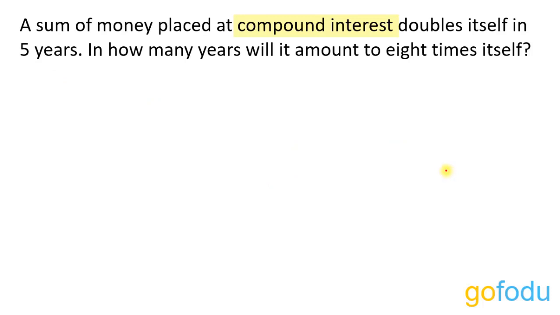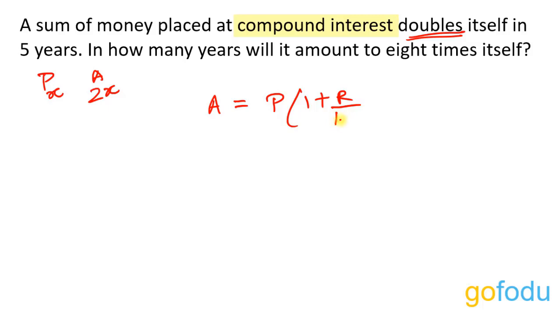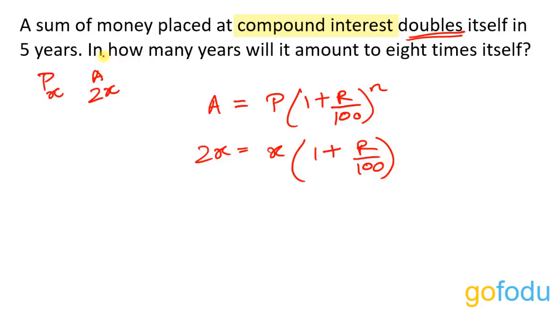Pause and go through this question. Sum of money placed at compound interest doubles itself. Money doubles. That means if principal is x, amount that you will get back will be 2x. If principal is x, amount becomes 2x. And this is the formula for amount, right? We can put the values. 2x is equal to x into 1 plus r upon 100 whole raised to n, n is 5 here. In 5 years, the money is becoming 2 times.